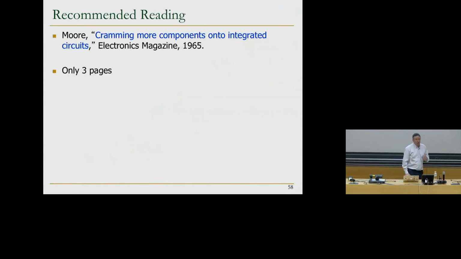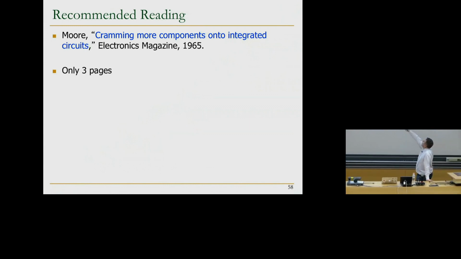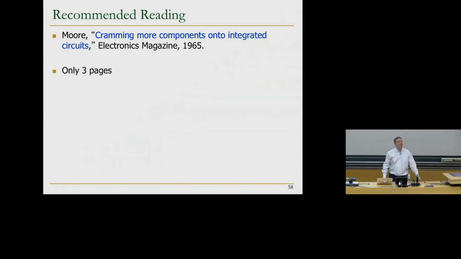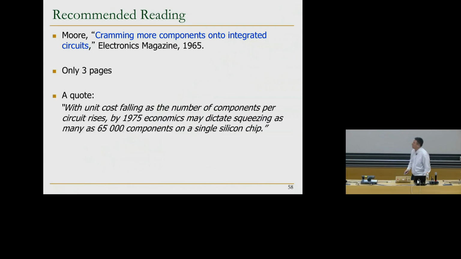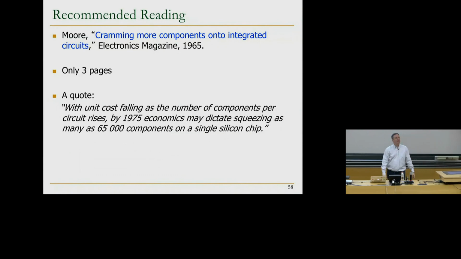And you can go back to 1965 and find this paper. It's only 3 pages, and it is the one that every computer architecture paper starts with: Moore's law, blah, blah, blah. It's just 3 pages, so it's fun to look into it. And this is what he said: in 1975, economics may dictate squeezing as many as 65,000 components, which was like, oh my God, what is this guy saying?